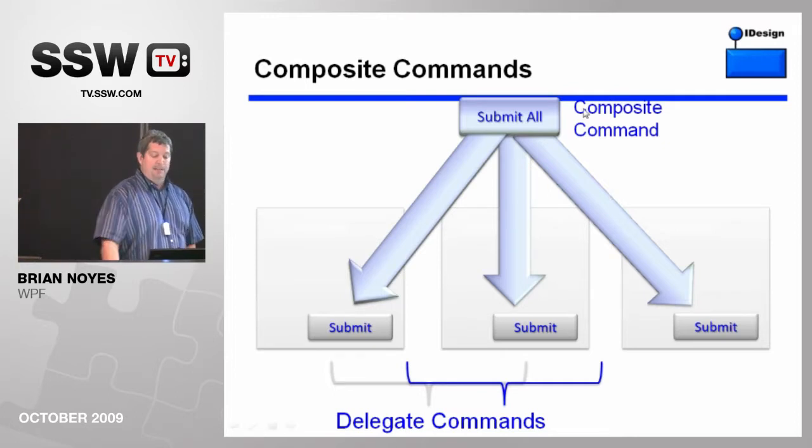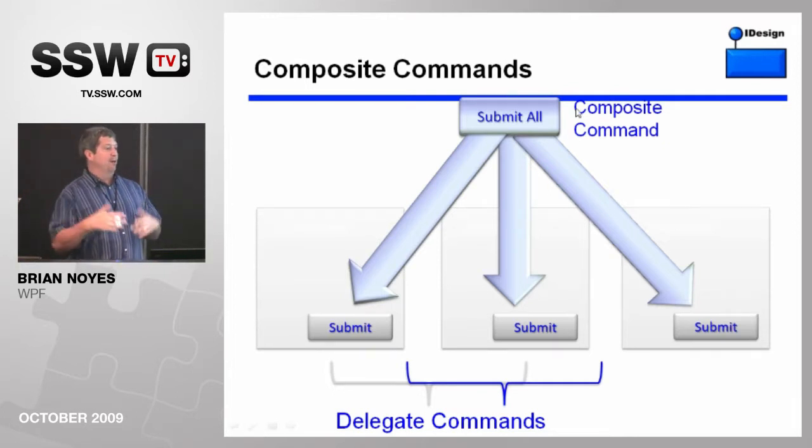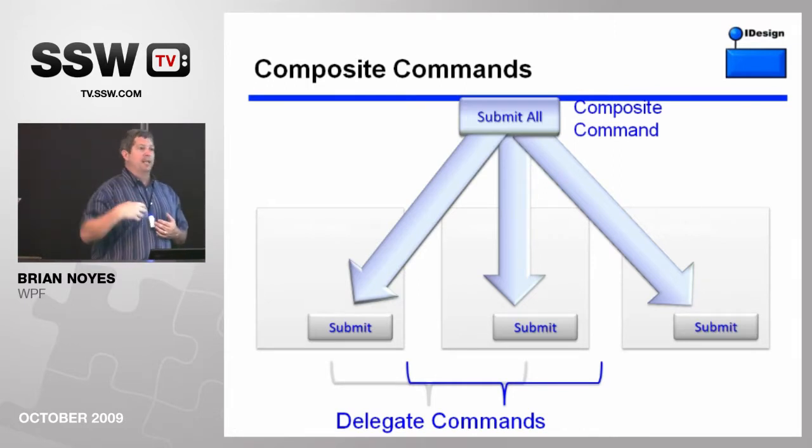The other one's called CompositeCommand, and it's more for these submit all, save all kind of scenarios where you want the invoker to be far away from the code that actually gets invoked. So it's got an API where you can register a child command, and really all it is is a collection of child commands that gets invoked one at a time when the top level command is invoked.